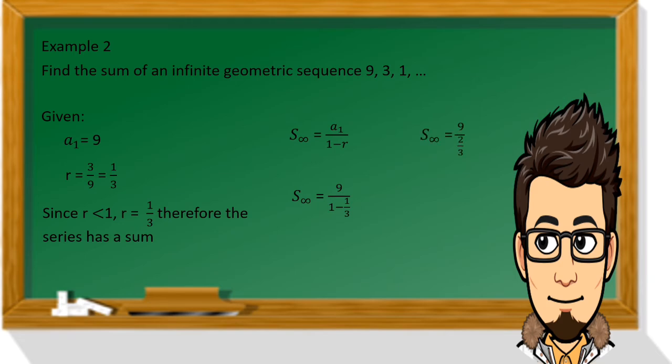So s sub infinity is equal to 9 over 2/3, because we subtract 1, or 3 over 3, minus 1/3. So we have 9 over 2/3. This time we're going to divide 9 by 2/3. So we have s sub infinity is equal to 27 over 2.